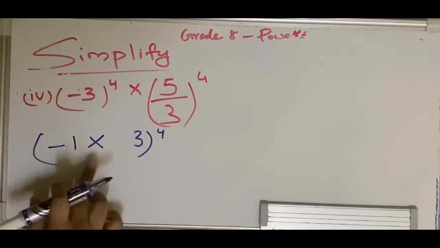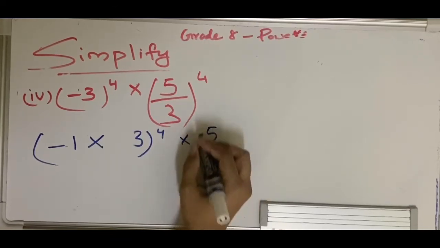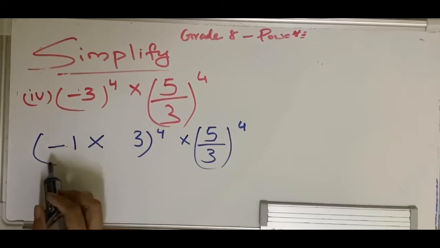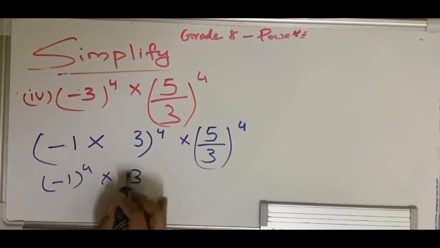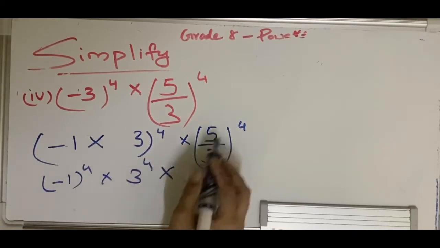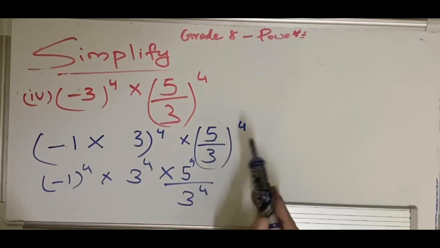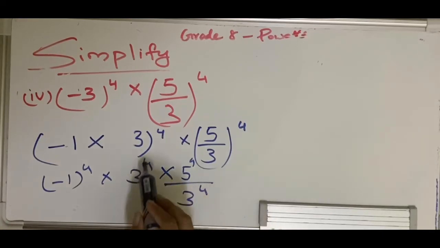So minus 1 times 3 whole raised to 4 times 5 by 3 raised to 4. Then you have minus 1 raised to 4 times 3 raised to 4 times this one I can write it as 5 raised to 4 and 3 raised to 4, because a by b whole raised to m would be a raised to m divided by b raised to m. So in this case I can cancel these two, right?